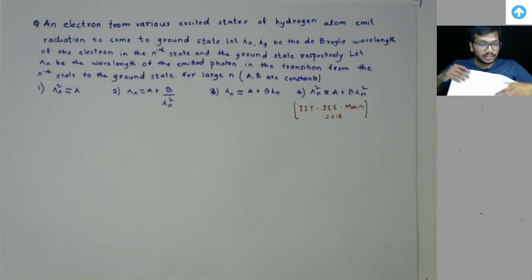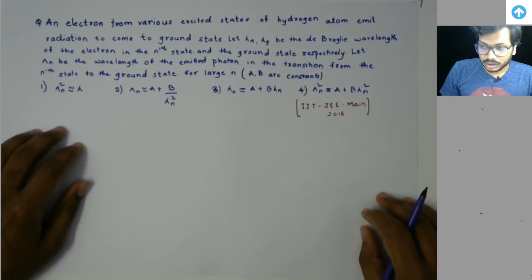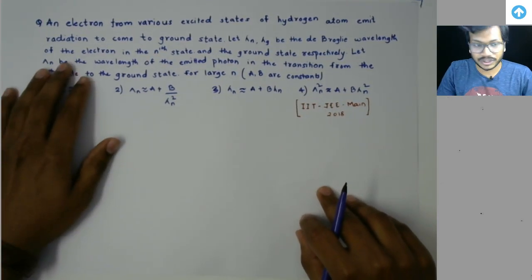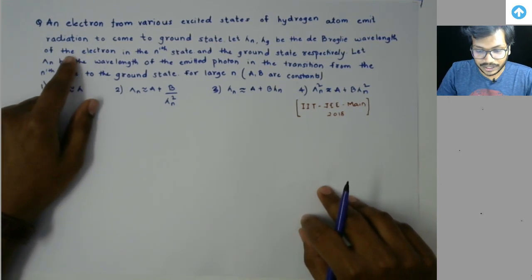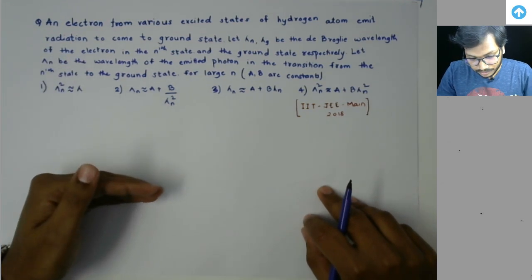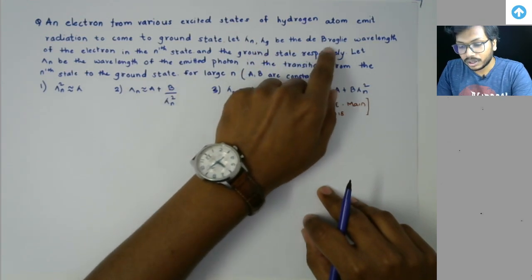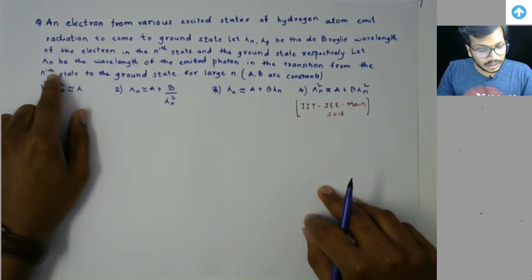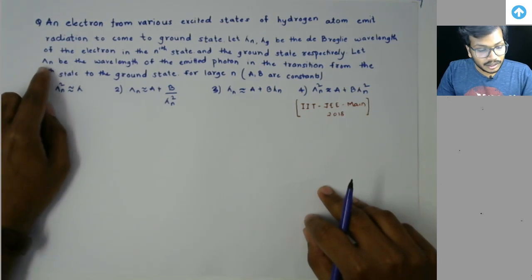So let us look at this question. Let me read out the question, then I'll explain it to you. An electron from various excited states of hydrogen atom emits radiation to come to ground state. Let lambda n and lambda g be the de Broglie wavelength of the electron in the n state and the ground state respectively. Let I don't know what this symbol is called.